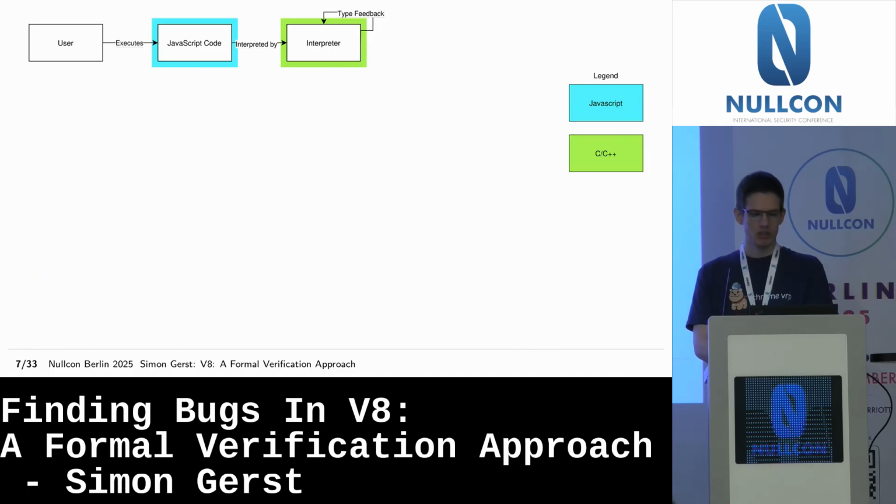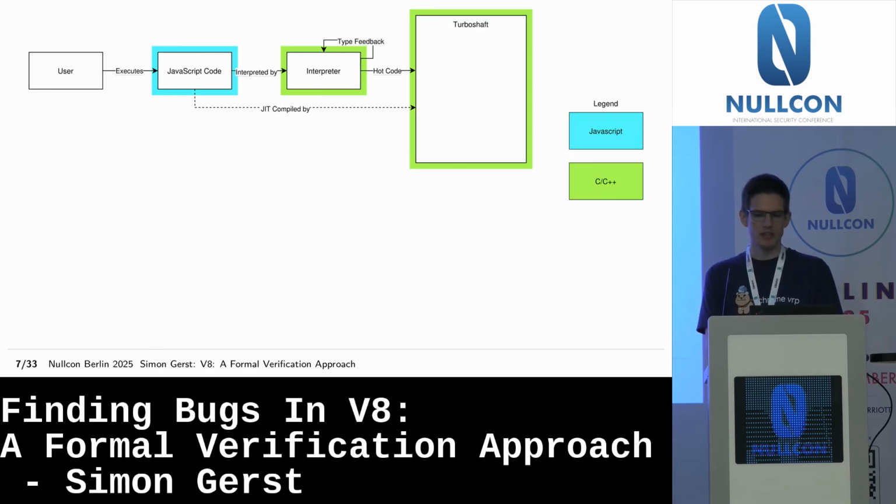Okay, so we have our JavaScript code, and first it gets interpreted by an interpreter, and during the execution, the interpreter collects type feedback. For example, if we call a function x plus y, and we only see actual integers for x and y, we can use a cheap integer addition instead of, for example, specializing for a string concatenation. And then after a while, we realize, hey, this function is called like thousands of times.